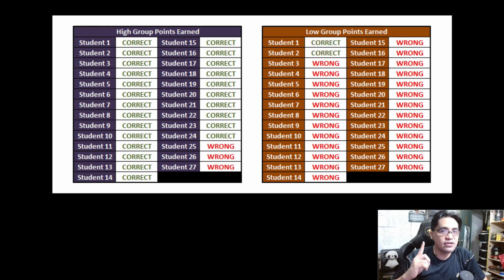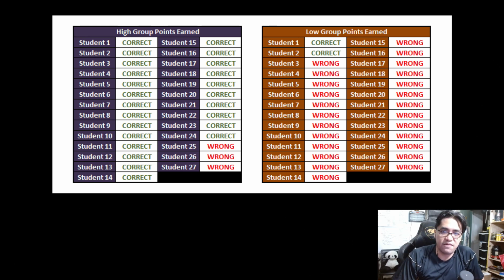Consider this next illustration on the screen right now. Let's say that on this particular test item, most of the students in the high group got the answer right, while only some of the students in the low group got it right. This situation is not perfect, but this can still be considered a good question.